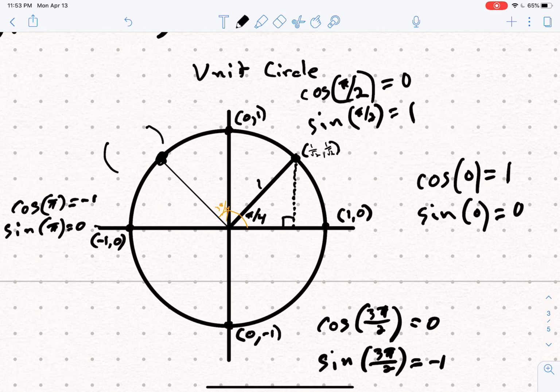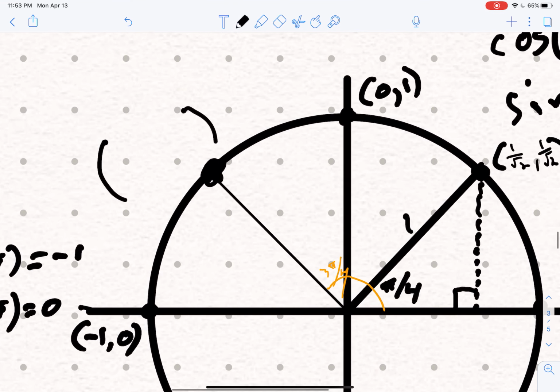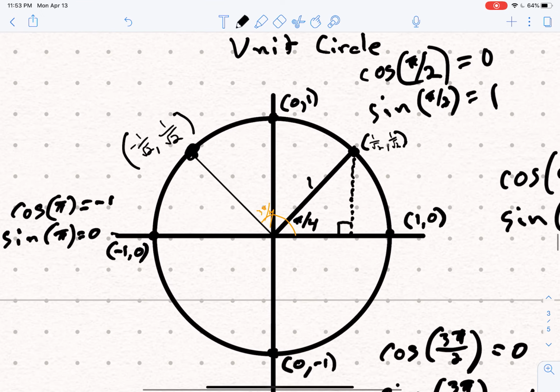Let me zoom in again here. We're going to take another look. This one is x is negative 1 over radical 2, and y is 1 over radical 2. And before we leave this, this is for the angle 135 degrees, or 3 pi over 4. The cosine is negative 1 over radical 2, and the sine is 1 over radical 2.